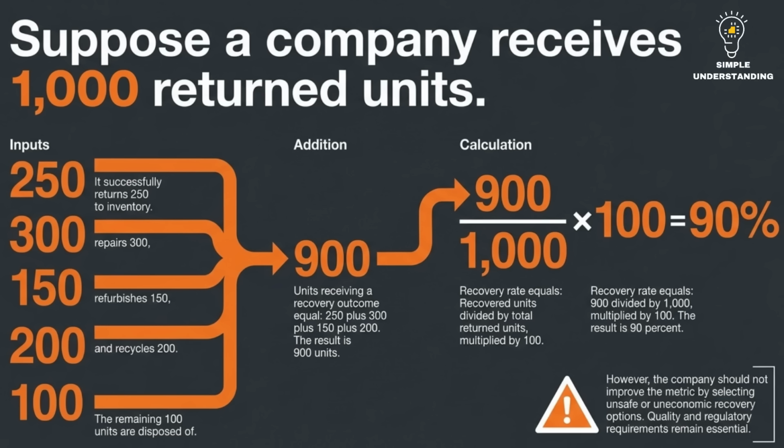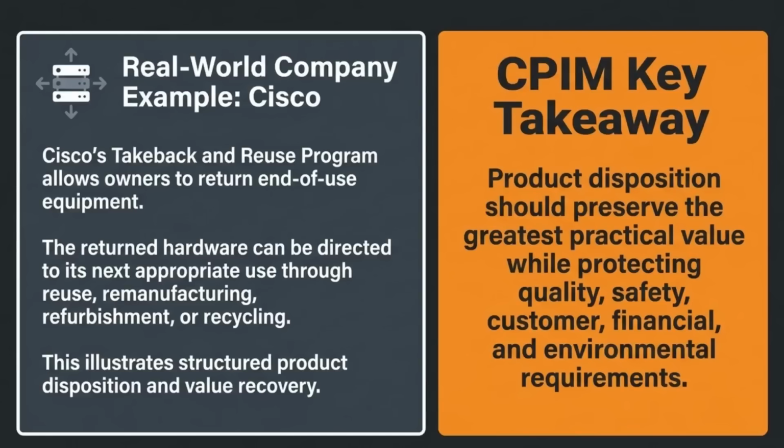Quality and regulatory requirements remain essential. Real-world company example: Cisco. Cisco's take-back and reuse program allows owners to return end-of-use equipment. The returned hardware can be directed to its next appropriate use through reuse, remanufacturing, refurbishment, or recycling. This illustrates structured product disposition and value recovery. CPIM key takeaway: product disposition should preserve the greatest practical value while protecting quality, safety, customer, financial, and environmental requirements.